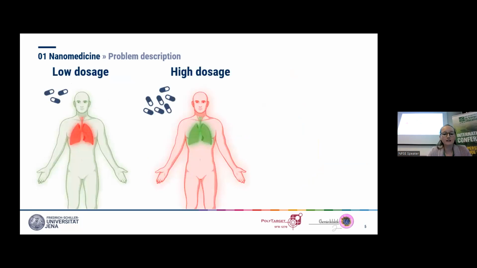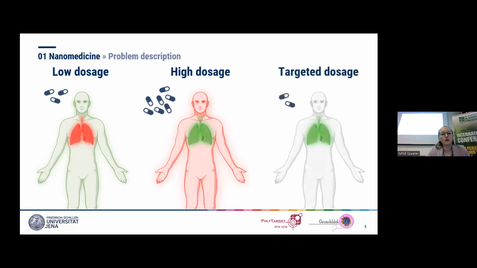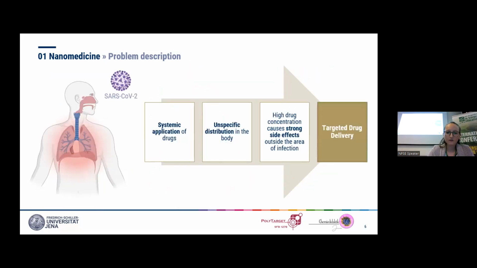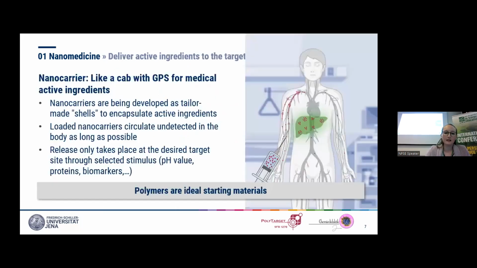So the target is to find the right dose in the middle. But even then, damage of healthy tissue follows. So to solve the problem, targeted dosage is the aim. And therefore, one solution includes targeted drug delivery. For this, we can use, for example, nanocarriers. Nanocarriers are shells, and they work like a capsule with GPS. They transport the medically active ingredient to the infection in the body.